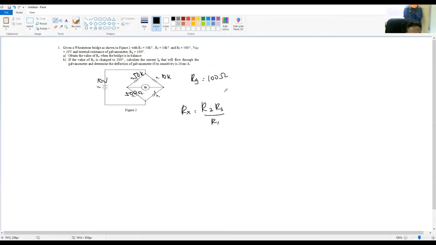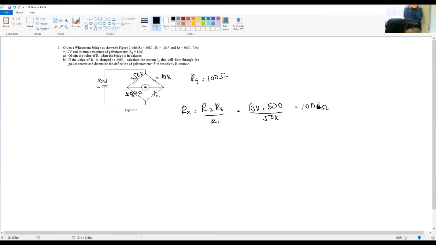So how is this equation obtained? Just substitute the values. R2 is 10k, R3 is 500 ohm, divided by R1, which is 50k. So Rx is 1000 ohms, sorry, 100 ohms.